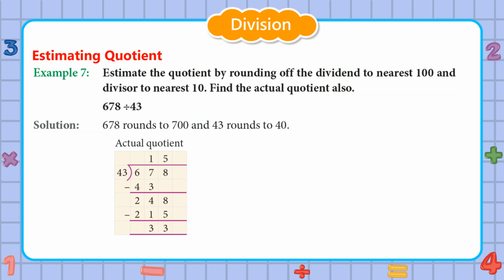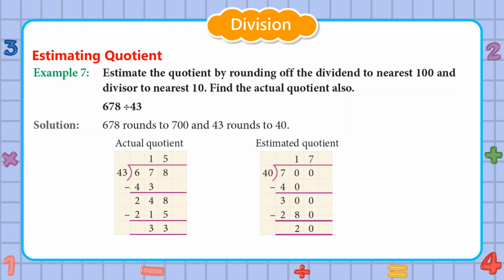Now, 678 rounds to 700 and 43 rounds to 40. Let's divide 700 by 40. Estimated quotient. 40 ones are 40. 70 minus 40 is 30. Bring down 0. 40 sevens are 280. 300 minus 280 is 20. So, estimated quotient is equal to 17.